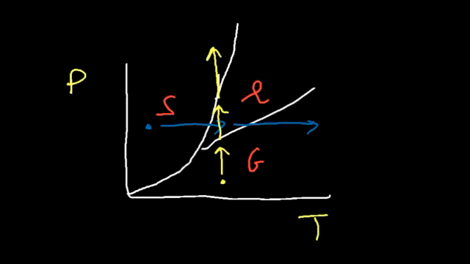So if you want a gas to behave like an ideal gas, you need a high temperature and a low pressure.